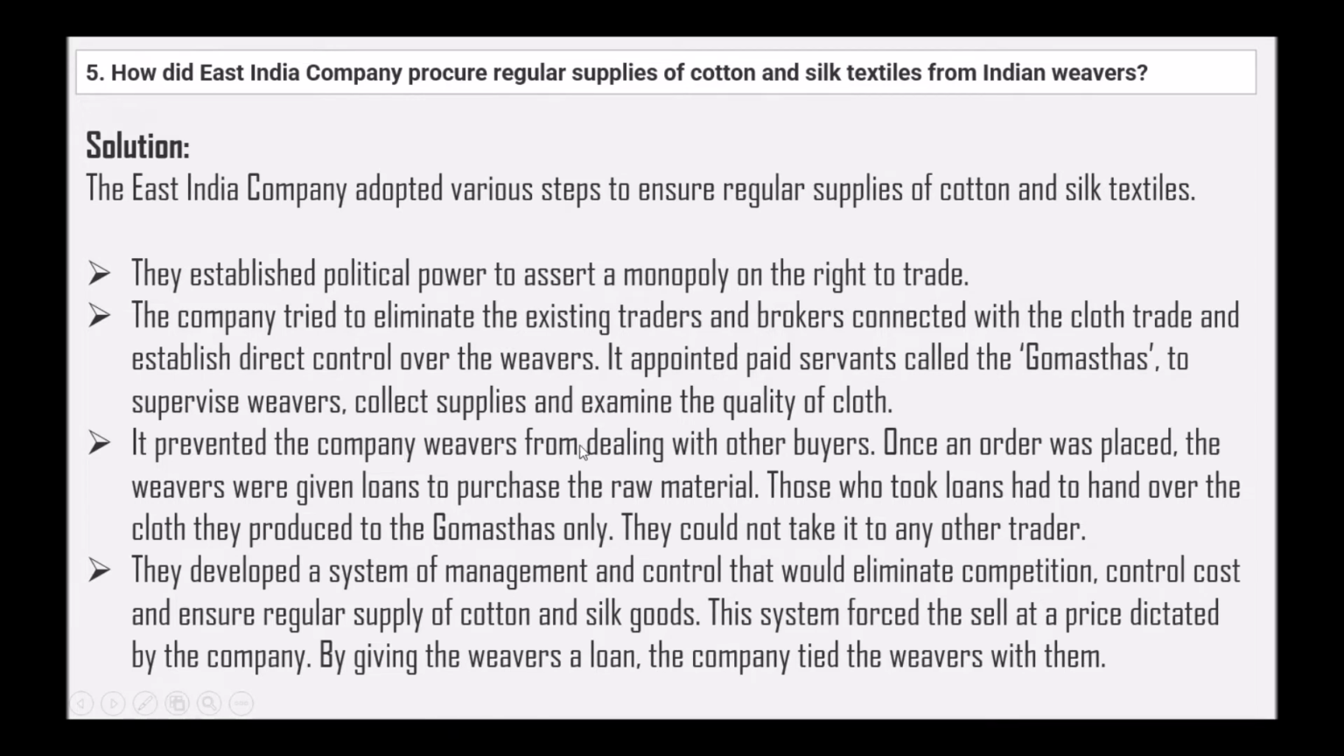It prevented the company weavers from dealing with other buyers. Once an order was placed, the weavers were given loans to purchase the raw material. Those who took loans had to hand over the cloth they produced to the gomastas only. They could not take it to any other trader. They developed a system of management and control that would eliminate competition, control cost, and ensure regular supply of cotton and silk goods. This system forced the sale at a price dictated by the company. By giving the weavers a loan, the company tied the weavers to them.